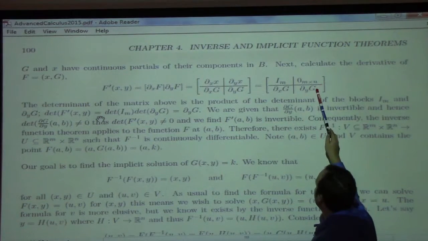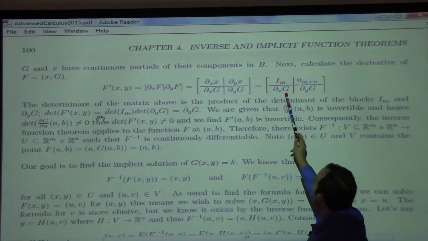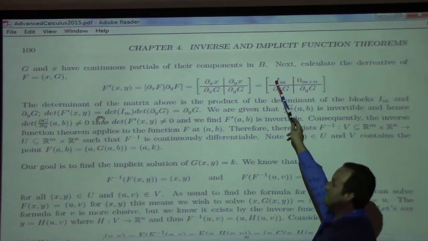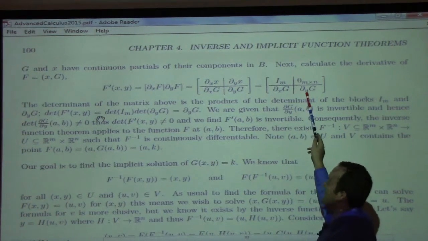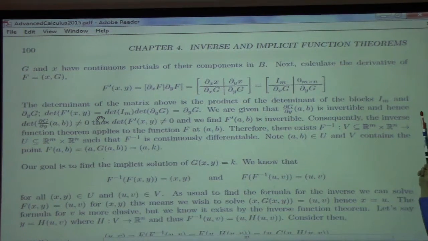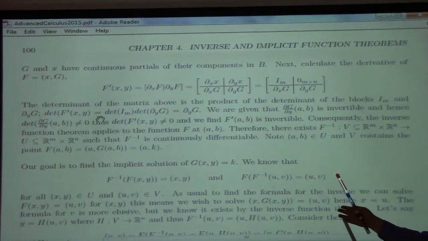So what's the determinant of this block matrix? It's the product of the determinants of the blocks. That's 1. This is non-zero by assumption, so this matrix is invertible. And it's continuously differentiable. Therefore, the function f satisfies the conditions for the inverse function theorem.